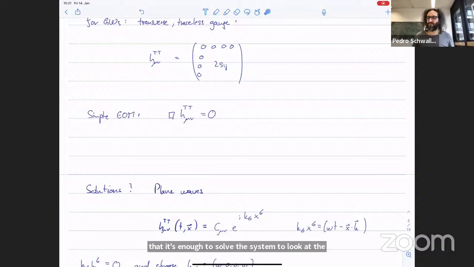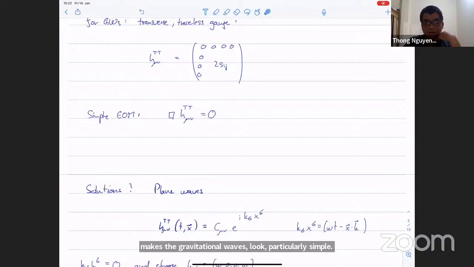So what I mean here by gauge transformation, since this is the metric, is simply the fact that physics is invariant under changes of coordinate systems, right? So I can choose a coordinate system which makes the gravitational waves look particularly simple.